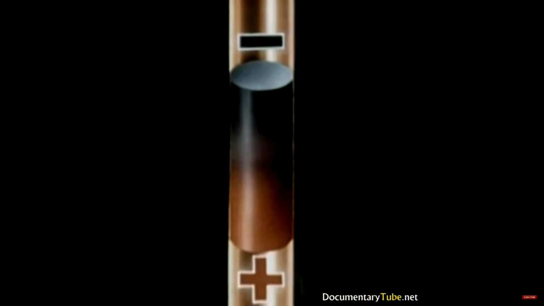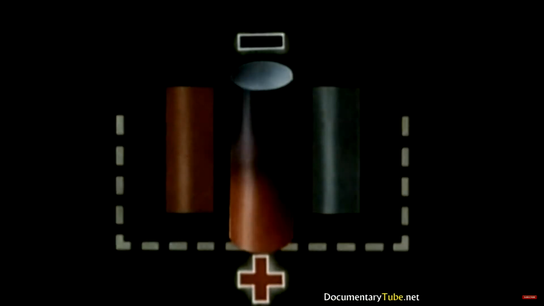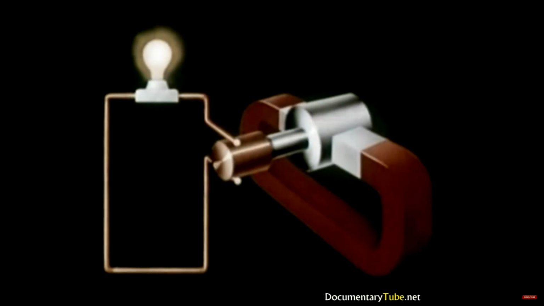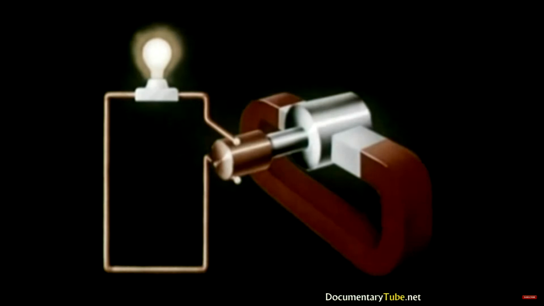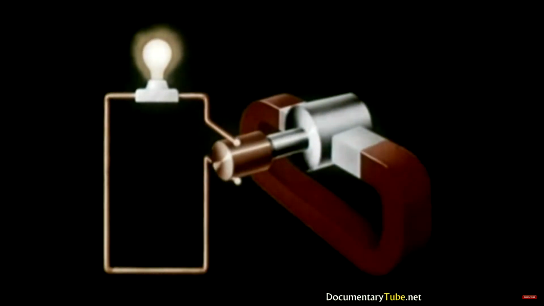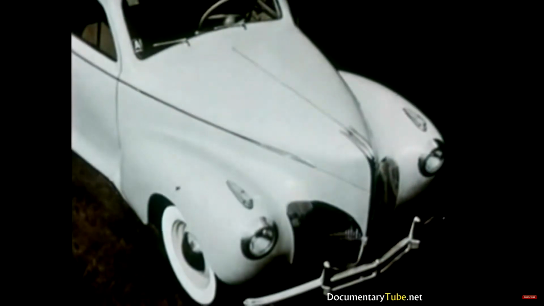We now have two charged terminals capable of producing a continuous flow of electric current, just as we had in the cell. This is accomplished in practice by providing a means of continuing the movement of a conductor within a magnetic field. In all electromagnetic generators, regardless of size, the same principle is used to generate electricity.